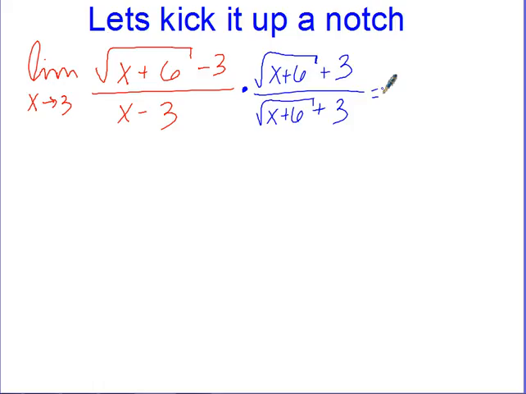Okay, so now here's the hard part. How do I multiply this? How do I multiply this? Okay, so it's actually technically FOIL. You're actually going to FOIL because there are two things here, right? There's a radical minus 3 and then a radical plus 3.